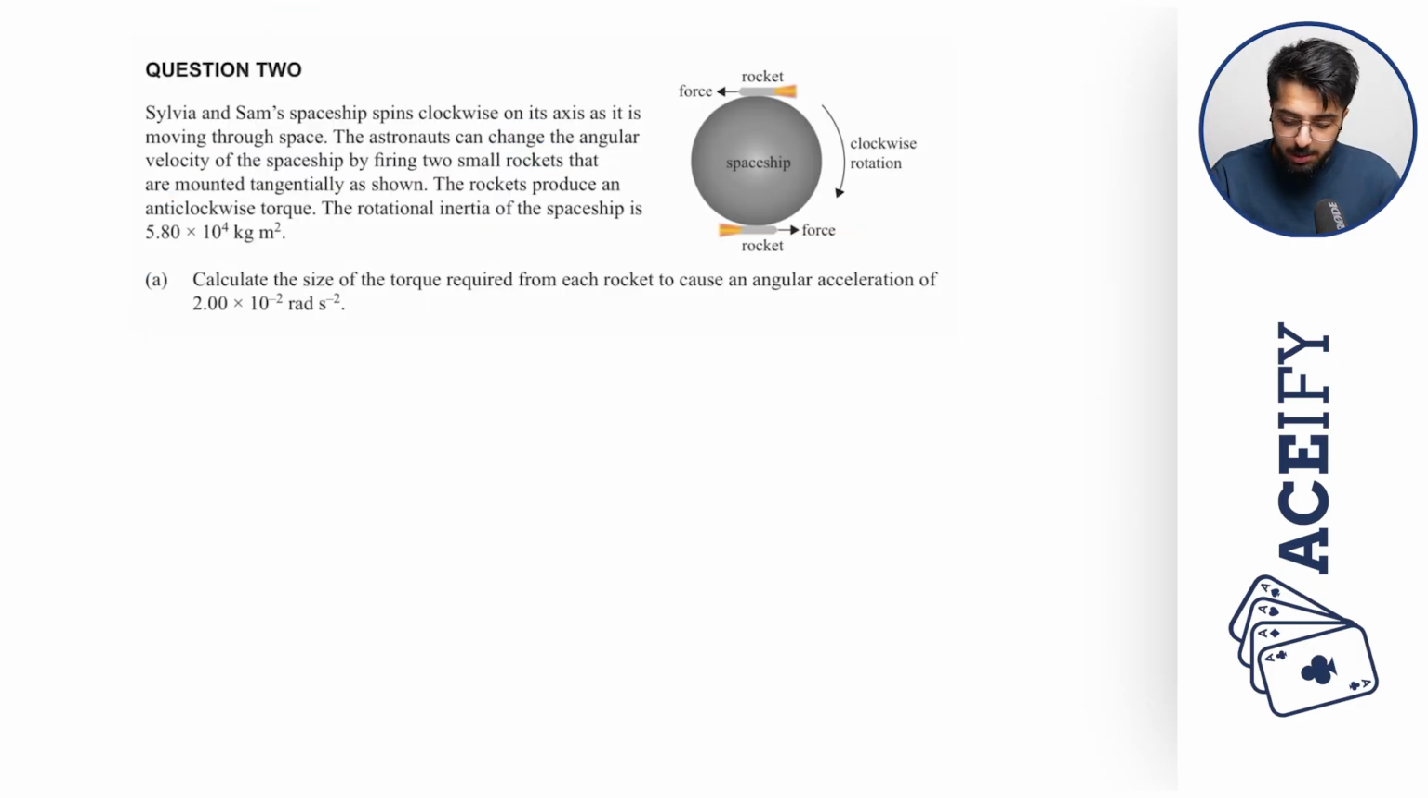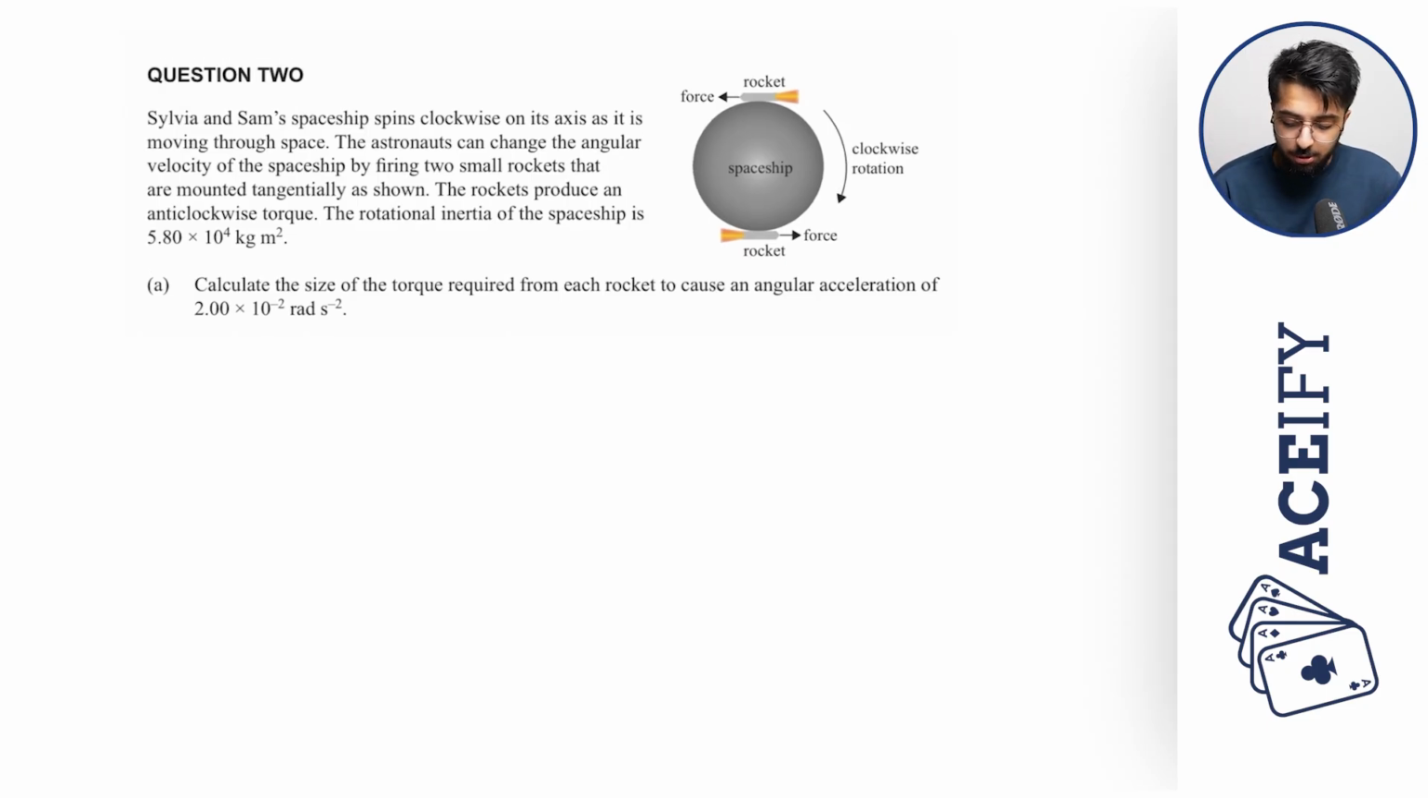Sylvia and Sam's spaceship spins clockwise on its axis and is moving through space. The astronauts can change the angular velocity of the spaceship by firing 2 small rockets that are mounted tangentially as shown. The rockets produce an anti-clockwise torque, and the rotational inertia of the spaceship is 5.8 times 10 to the 4 kg meters squared.